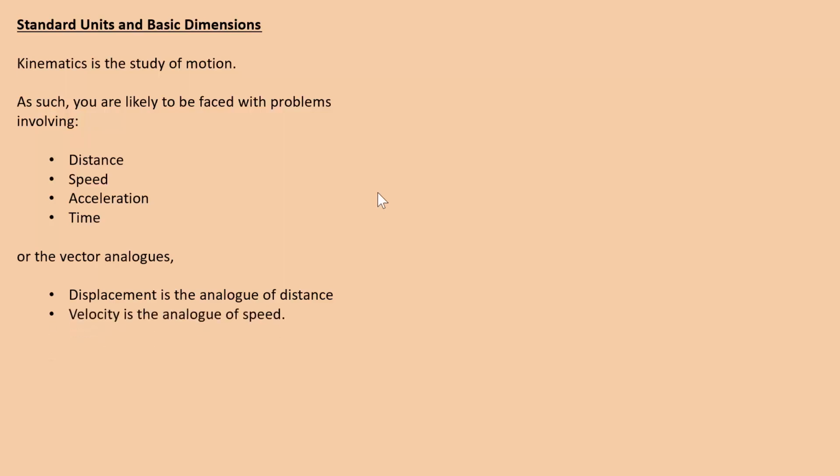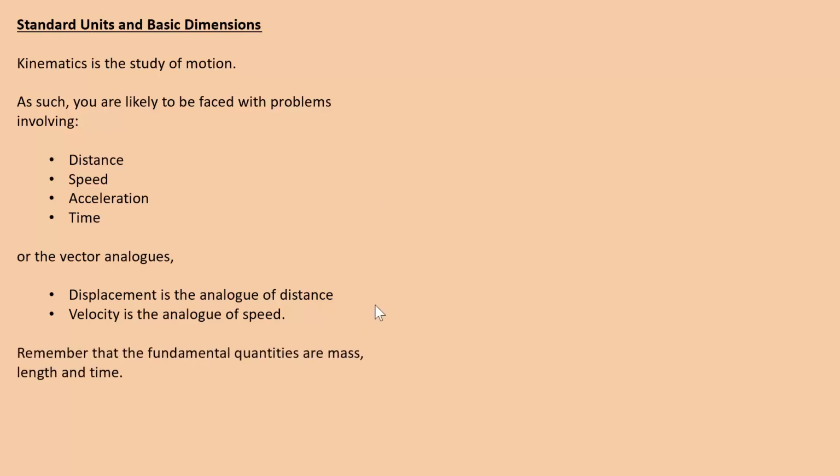Velocity is the analogue of speed. Once again, velocity also incorporates direction. So if you're going 30 kilometers per hour, that's a speed. 30 kilometers per hour due north is velocity.